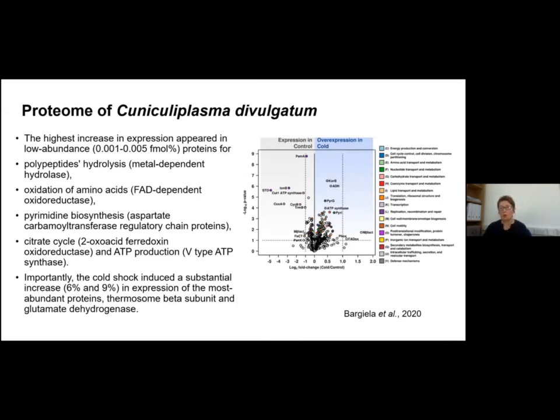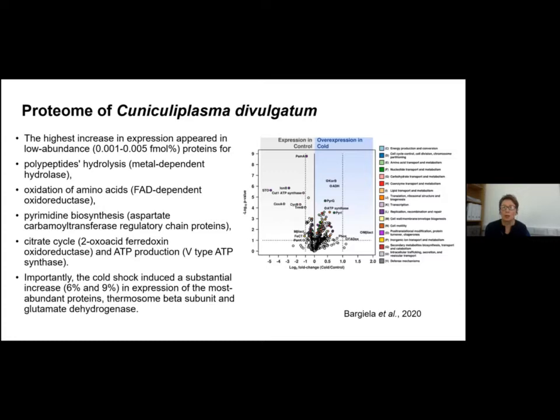Right. So just to understand what helps this organism, Cuniculiplasma divulgatum, which is actually a mesophile, to occupy some low temperature niches, such as, for example, Paris Mountain, where the average yearly temperature is only 8-9 degrees, or, for example, high Arctic places. We did a proteomic study of Cuniculiplasma divulgatum in control conditions, 37 degrees, and also in cold conditions.